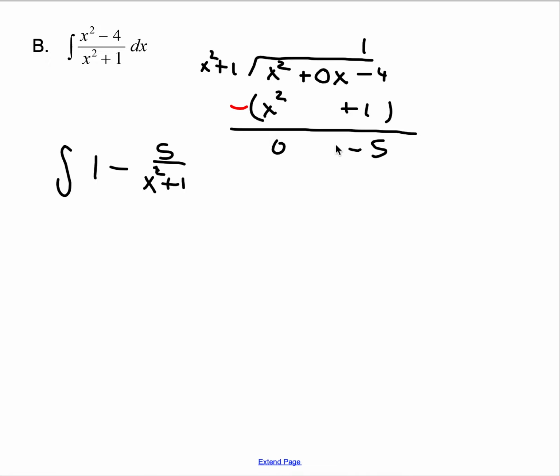Okay, and again, these are long division. If you're not really sure what I'm doing here, you probably want to search a long division video just to get a little recap. All right, so now I have this integral. I could break it up, right? The integral of 1 is just going to be x. And this one here, I could take out the 5, and I'm just going to be left with 1 over x squared plus 1 dx. And just a little recap.